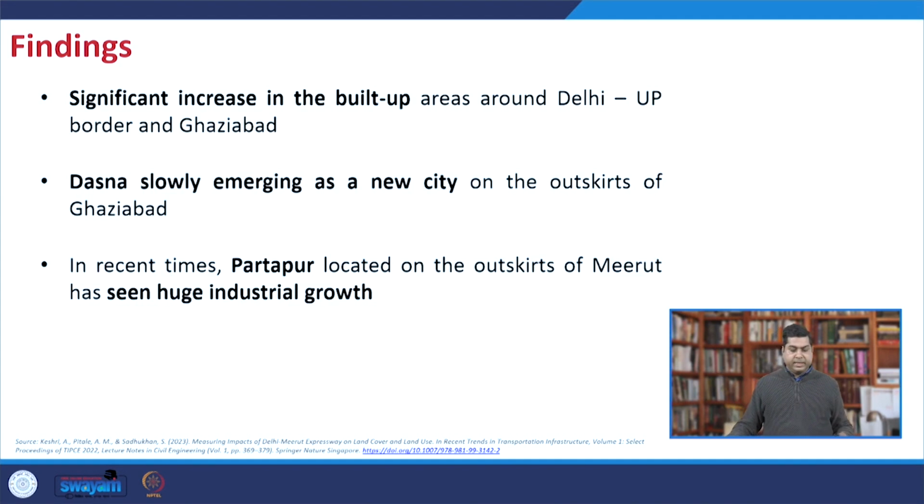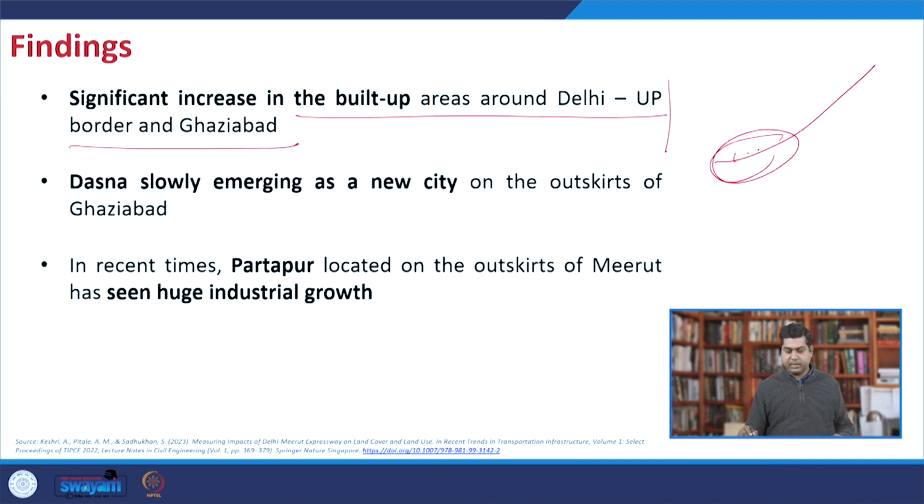Now, there is a significant increase in the built up across the Delhi and UP border and Ghaziabad. So we have seen that if this is the corridor, this area has the maximum of the built up that is coming up.